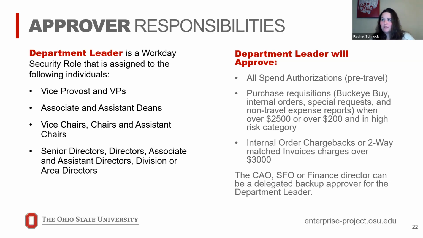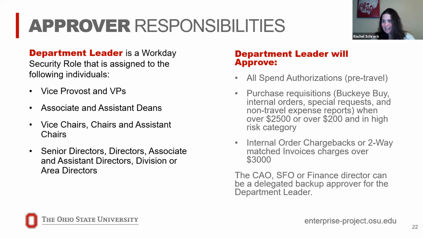They would need to approve purchase requests, which can be anything from an internal order or special request that is over $2,500, or over $200 in a high-risk category. High-risk categories, we can make sure to send out in the follow-up, but examples are gift cards, business meals, conference registration, things that are more personal in nature. Again, we can send out that exact list in the follow-up. And any internal order that's over $3,000.